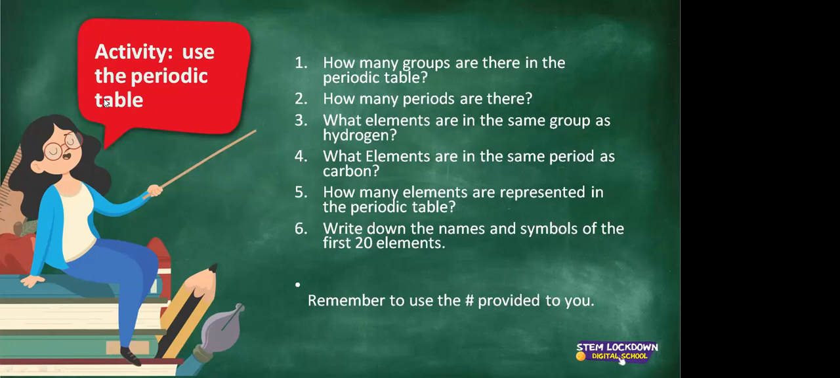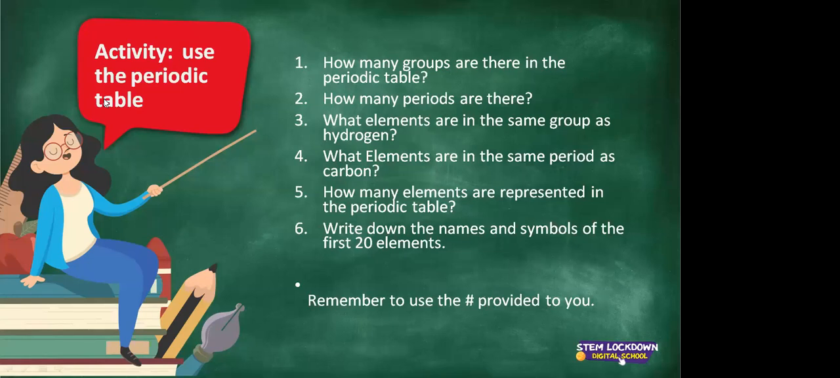Then you will also answer this one. What elements are in the same period as carbon? Carbon is in period 2, and the elements that are in the same period with it are lithium, beryllium, boron, carbon, nitrogen, oxygen, fluorine, also neon. Now you understand how we see it, né?